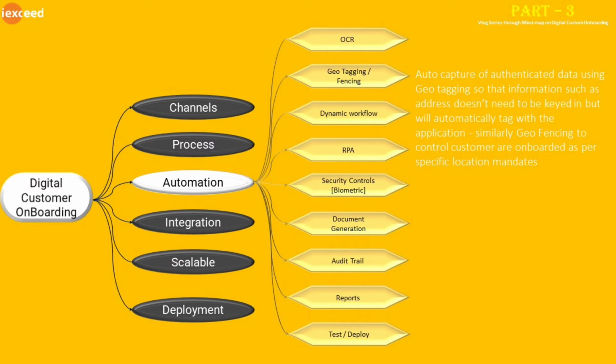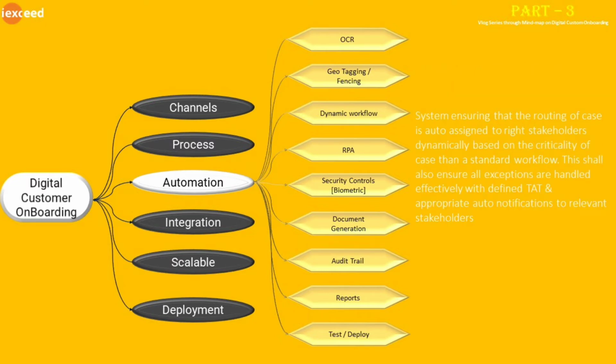Similarly, geofencing to control that customers are onboarded as per specific location mandates. The system ensures that the routing of cases is auto-assigned to the right stakeholders dynamically, based on the criticality of the case rather than a standard workflow. This shall also ensure all exceptions or deviations are handled effectively with defined turnaround time.